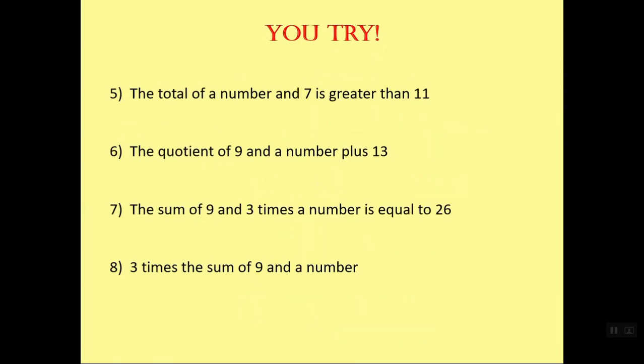All right, number 5. Total of a number. Total means addition. So the total of a number and 7 is greater than 11. So there's our adding, is greater than 11. Now, in this case, the 7 plus x and the x plus 7 can be written in either order. The quotient of 9 and a number plus 13. You see there's no equality or inequality symbol in there, so we know it's just an expression. Quotient means division, so we're going to have 9 divided by some number with 13 added to it. Now remember, you can use whatever variable you'd like. If you used an n or an a or an x, it doesn't matter.